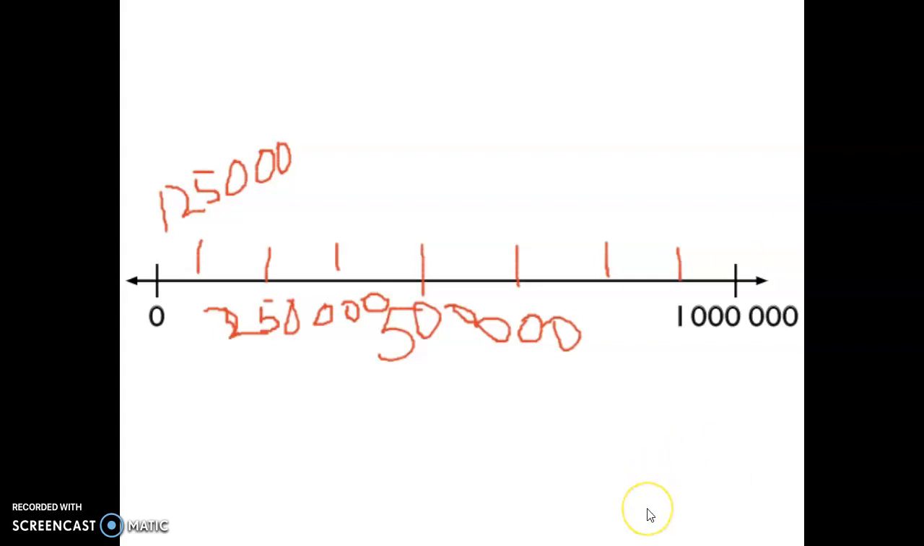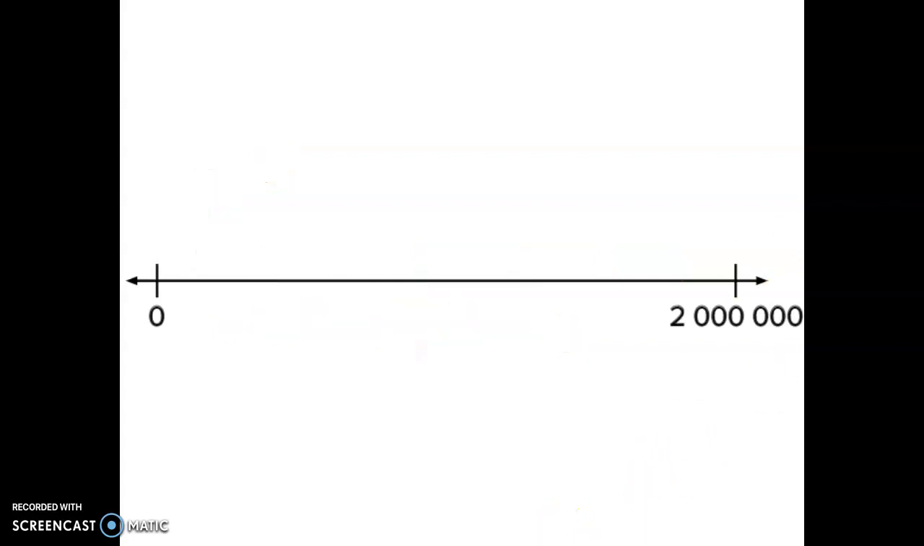Okay. Now, if we were to break this number line, I'm going to go to the next page now. This one has 2 million on it. Can you please draw a number line from 0 to 2 million? If we were to divide this number line into 10 equal parts, what numbers would we make on each mark? Can you pause the video now, draw your number line of 2 million and break it into 10 equal parts? So do that now, please.